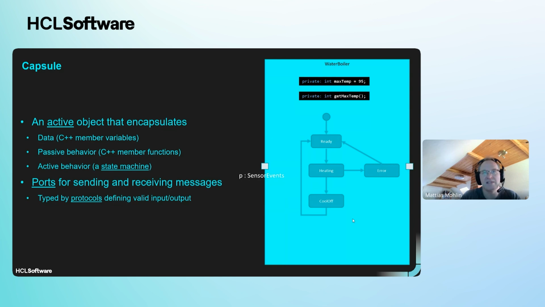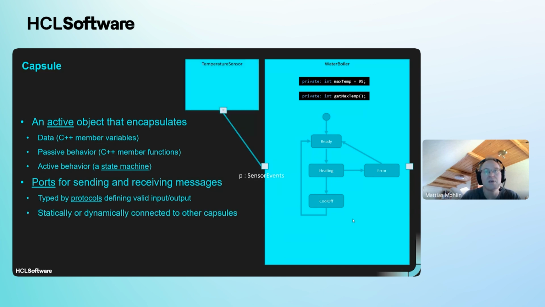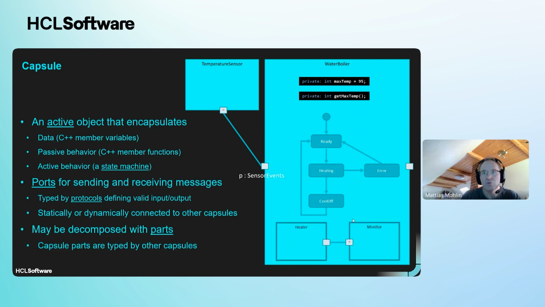So a protocol is basically a set of events, and each event can define what data can be sent to that port. Then you can connect these ports statically or dynamically to other capsules. The benefit with doing it statically is that you get a very nice graphical description of what parts or components your application consists of and how they can communicate. But sometimes the system is so dynamic that you cannot do this statically, but you then have to establish these connections dynamically at runtime.